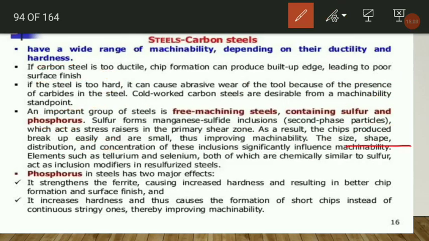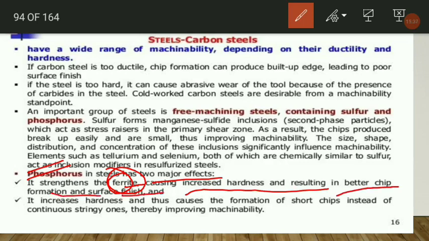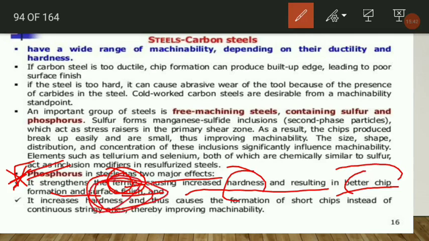The size, shape, distribution, and concentration of these inclusions significantly influence the machinability. Elements such as tellurium and selenium, both of which are chemically similar to sulfur, act as inclusion modifiers in resulfurized steels. Now, phosphorus in steel has two major effects. It strengthens the ferrite, this is very important, causing increased hardness and resulting in better chip formation and surface finish. So, phosphorus is going to be a very important material. It is helping in machinability.